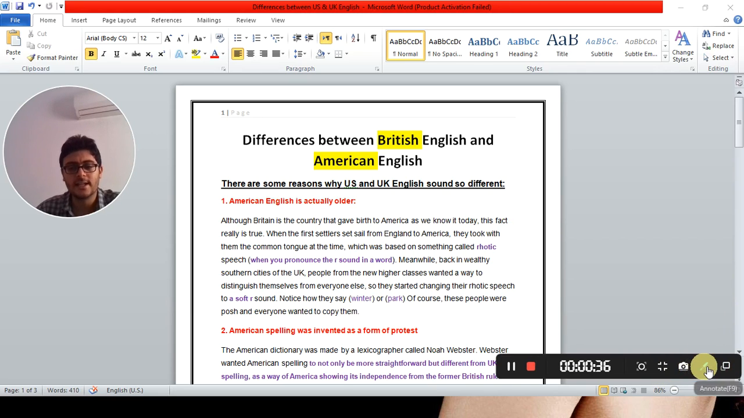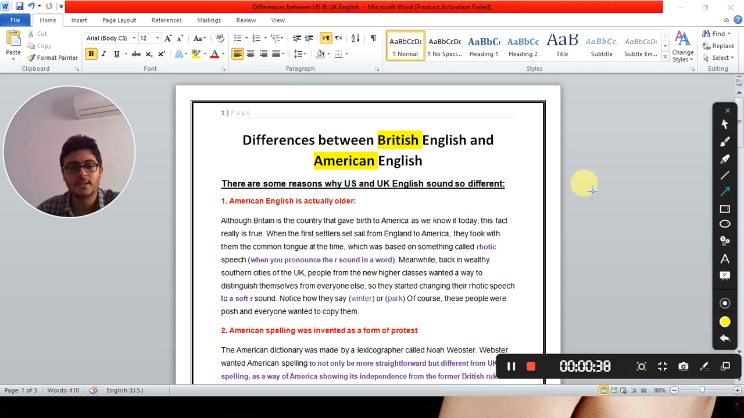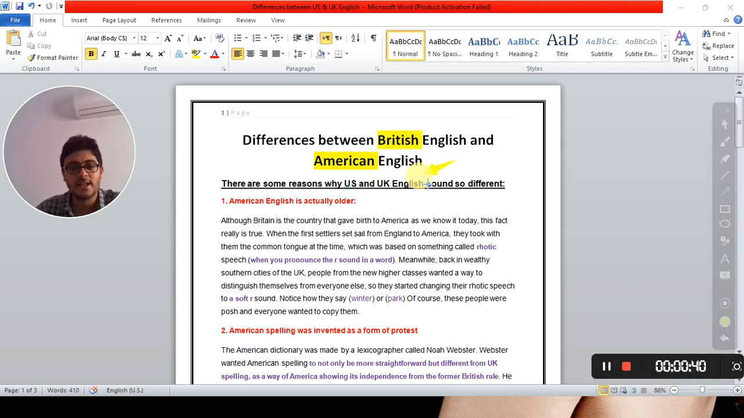The first one is, and don't be so surprised, that American English is actually older than British English. Let's see how. Although Britain is the country that gave birth to America as we know it today, this fact is really true. American English is actually older than British English.